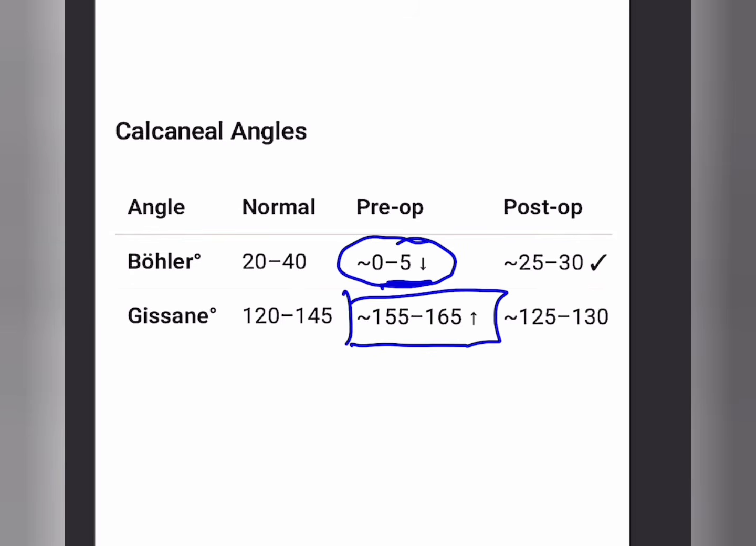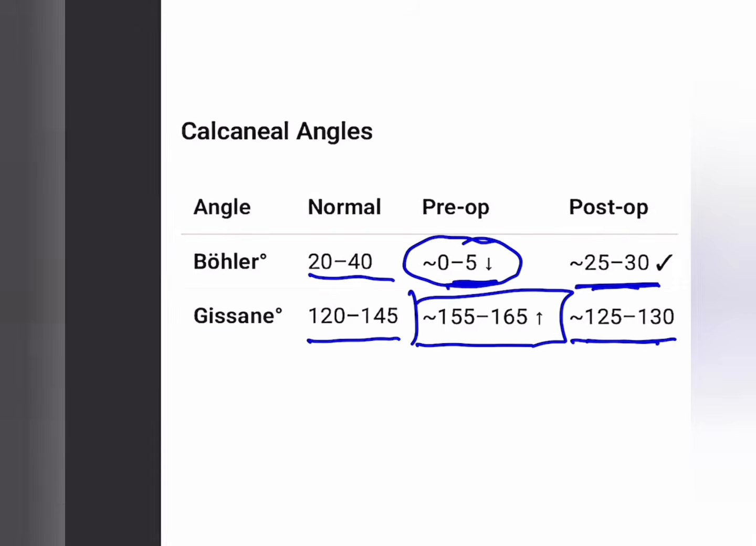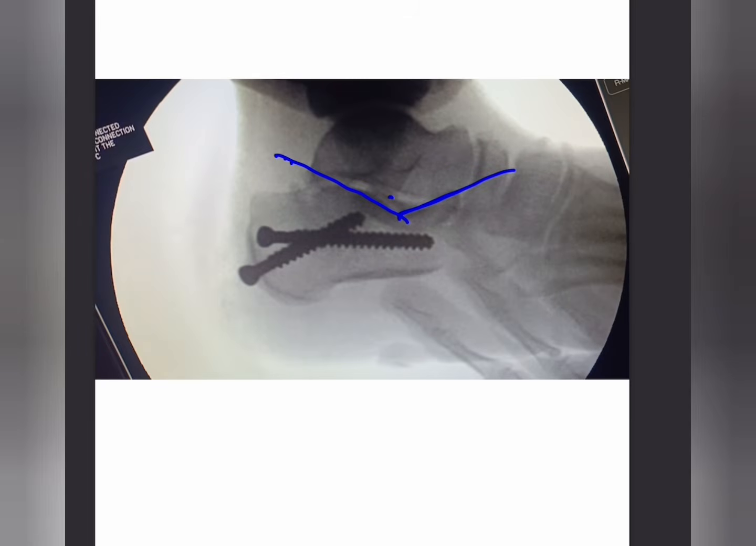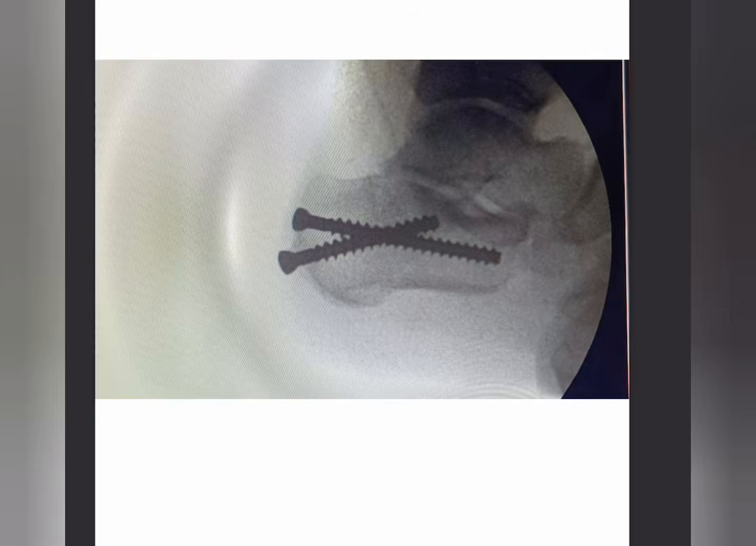Normal Bohler's angle is 20 to 40 degrees, and Gissane's angle is 120 to 145 degrees. Post-operatively we are able to achieve a Bohler's angle between 25 to 30 degrees and a Gissane's angle between 125 to 130 degrees. This you can calculate in the CM, or in the post-operative X-rays. And visually also you need to keep checking the angles while you attempt the fixation with a screw, a K-wire or the plate. You can see satisfactory correction of the Gissane's and Bohler's angle.